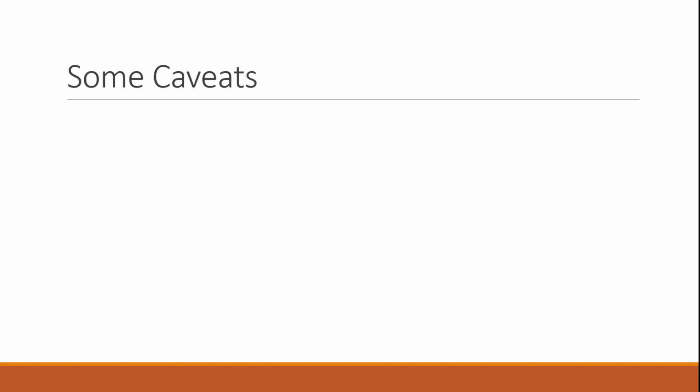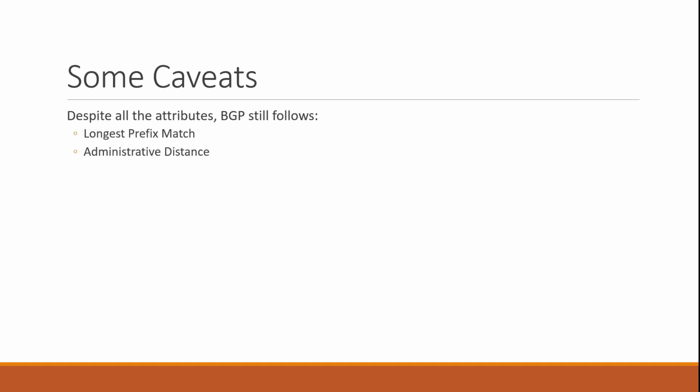Before we move on, I want to review some caveats with BGP attributes that may not seem obvious. First, it's important to remember that despite the massive attributes available, BGP still follows the rules of longest prefix match and administrative distance first. In other words, a longer prefix will win over any shorter prefix from any routing protocol, and a protocol with a lower administrative distance value may be preferred over a route learned via BGP.